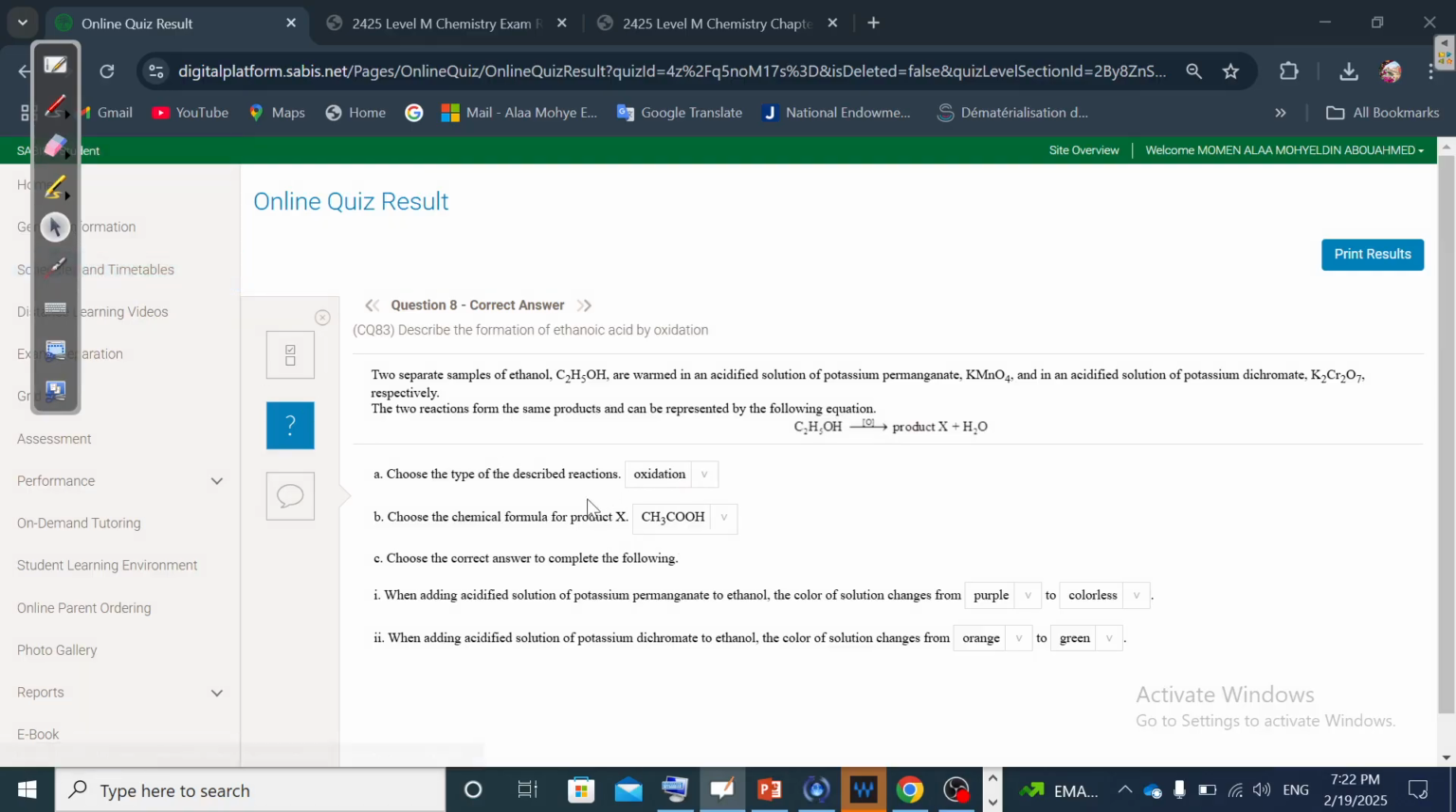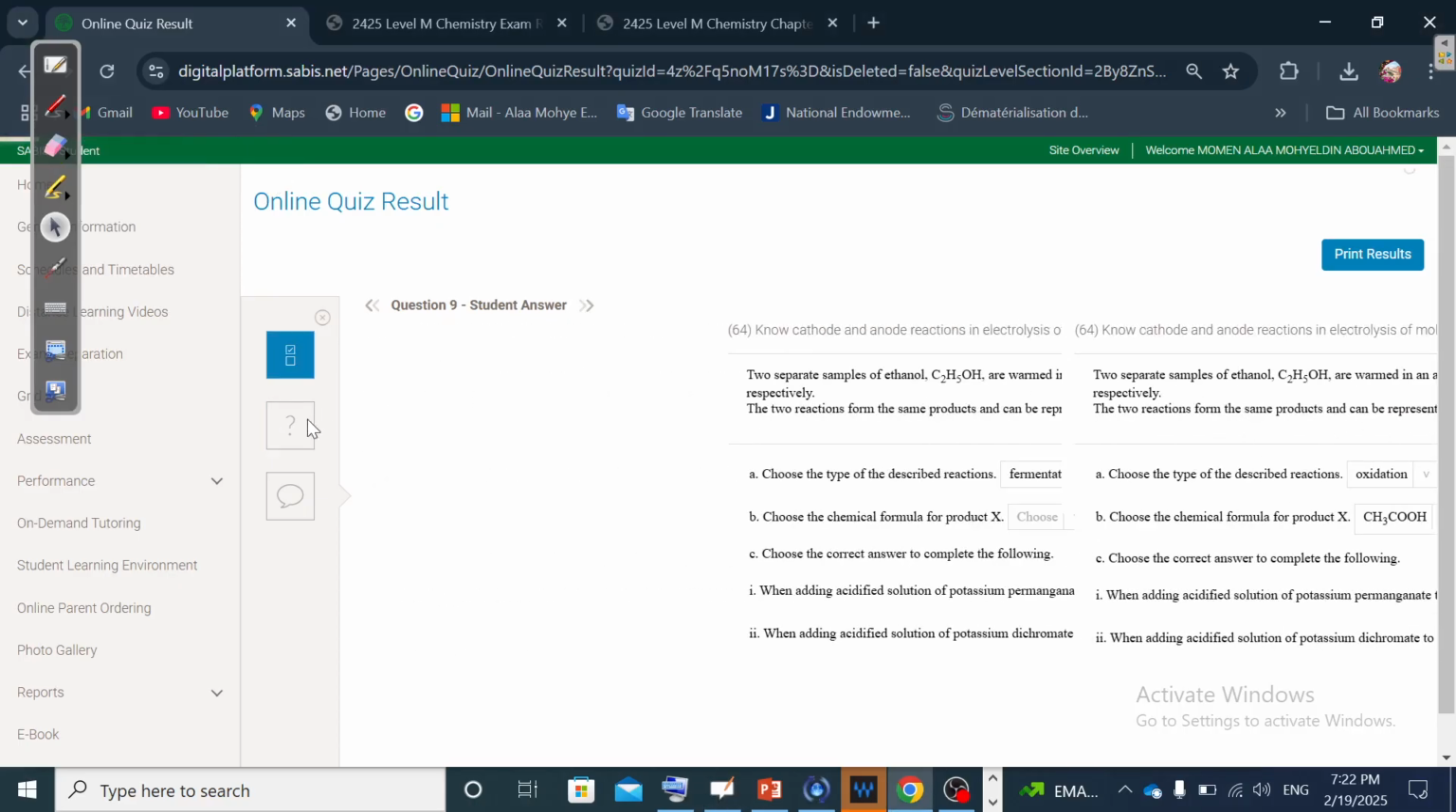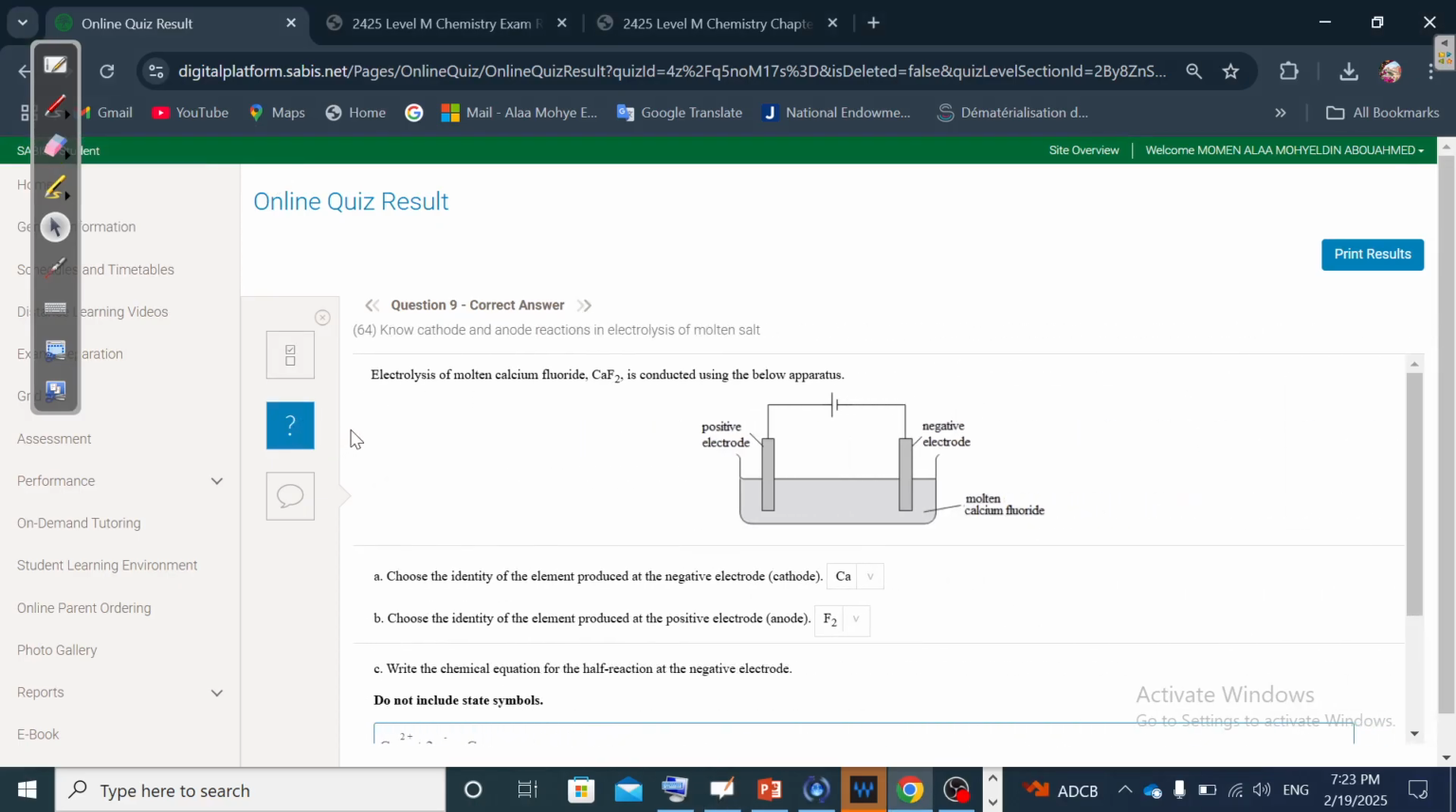Give the chemical formula. Honestly, you have to memorize it. It's somewhere in the notes. When adding acidified solution of potassium permanganate to ethanol, the color changes. As you know, potassium permanganate decolorizes, so it goes from purple into colorless solution. And potassium dichromate goes from orange into a green solution. You have to just memorize these, and we did them many times before. I expect a similar question to be in the exam tomorrow.